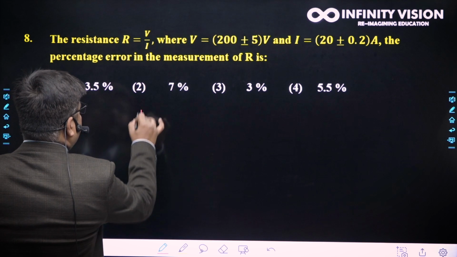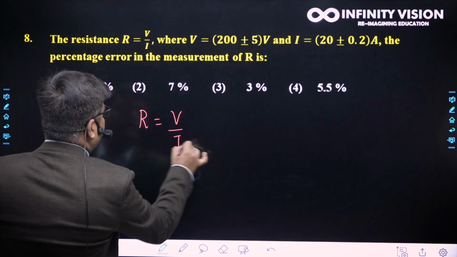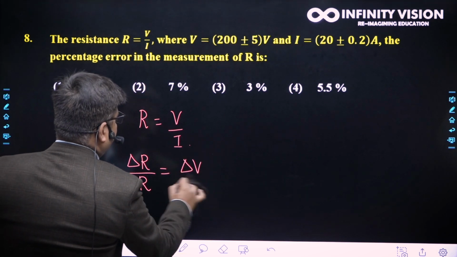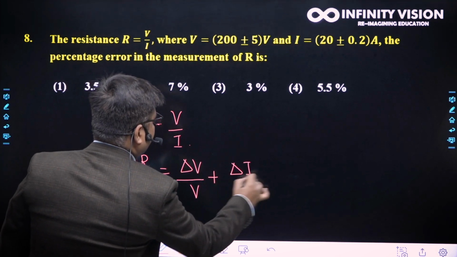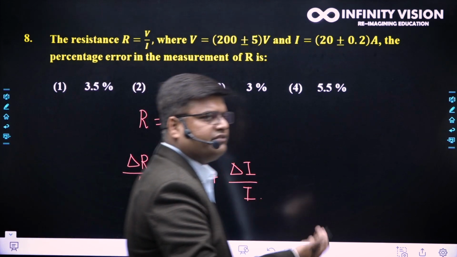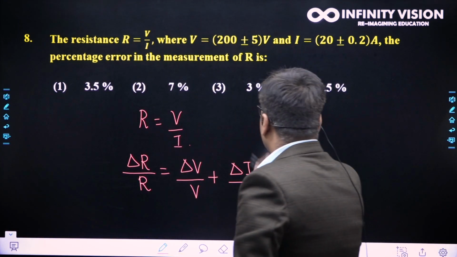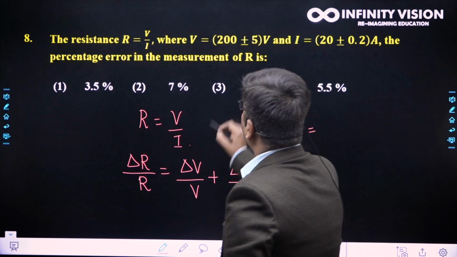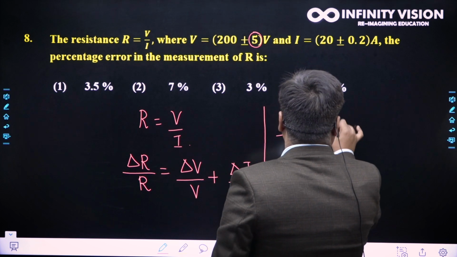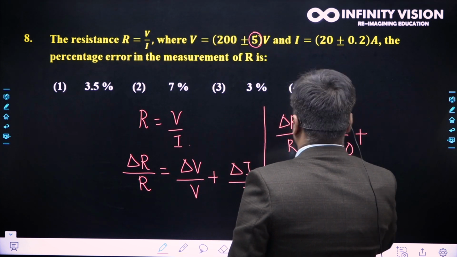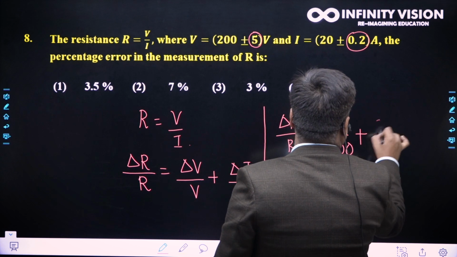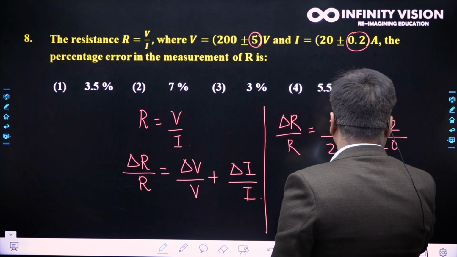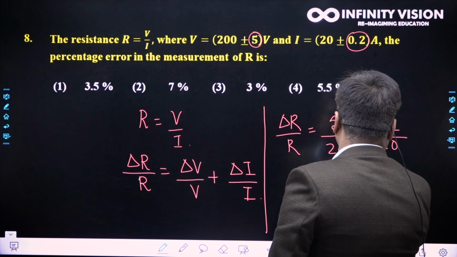We know that the relationship is given as R equals V by I. So the relative error in resistance will be delta V by V plus delta I by I. Just the division rule. So now delta R by R will be equal to delta V by V, 5 by 200, plus delta I by I, 0.2 by 20. So this will be 7 by 200.